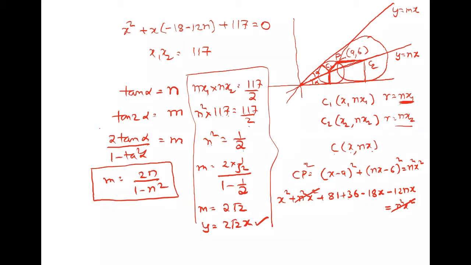We know this is alpha, this is alpha. So tan alpha is n, because the slope of a line we always call tan alpha. Tan alpha is n, tan 2 alpha is m, and 2 tan alpha over 1 minus tan square alpha is m. From this, m equal to 2n by 1 minus n square. We substitute the value of n and we get the value of m.